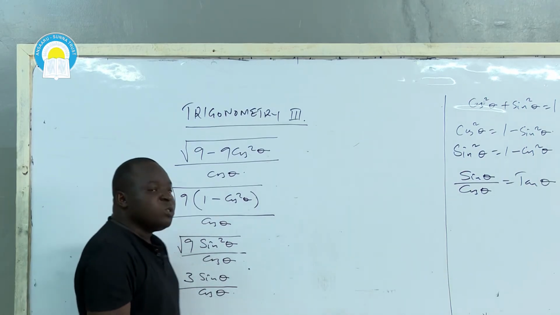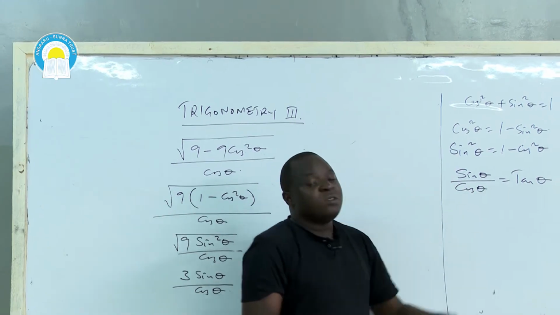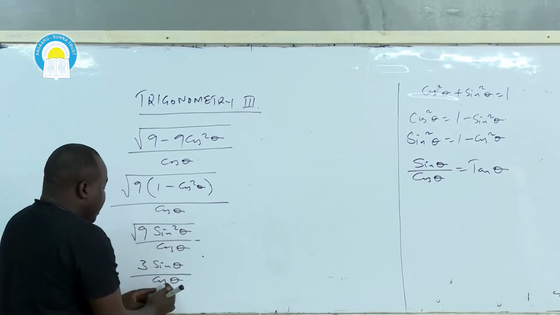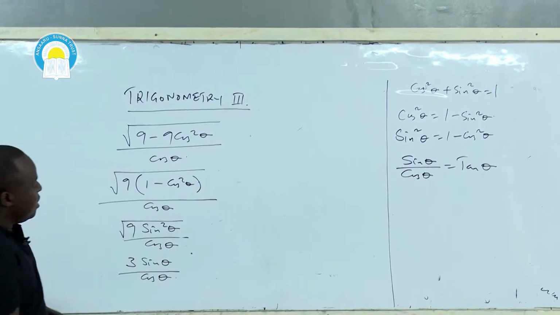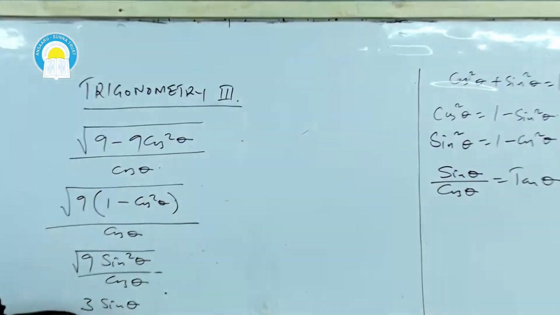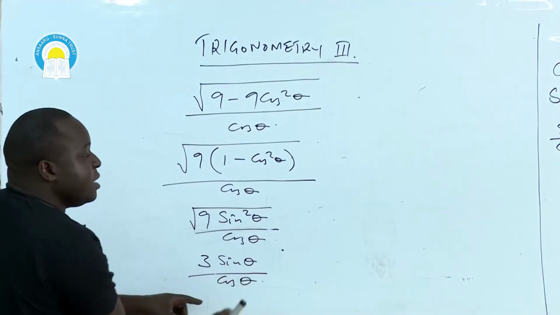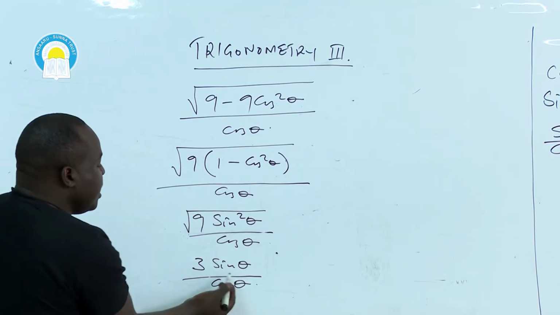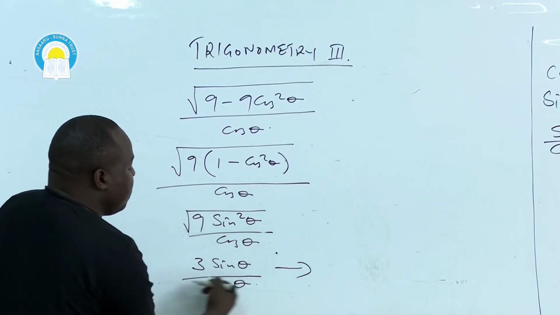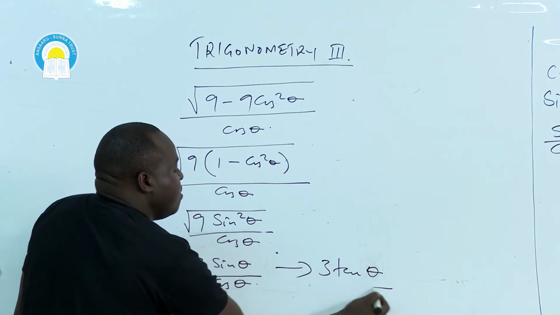I told you that in Form 2, you were taught the relation sine theta over cos theta equals tan theta. So once I have this here, and I see that, then it means I can further simplify this to another different value. So sine theta over cos theta is the same as tan theta. Then the overall final answer I'll have for this should be 3 tan theta.